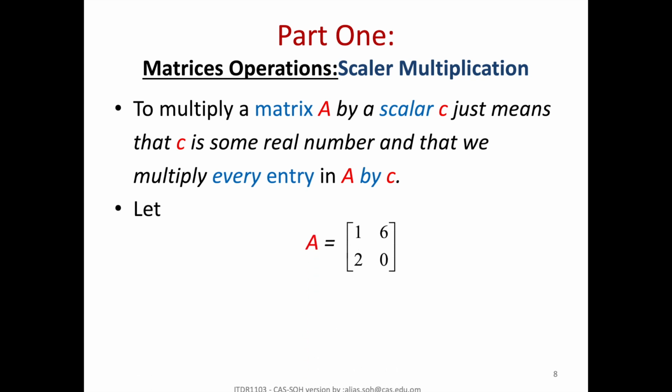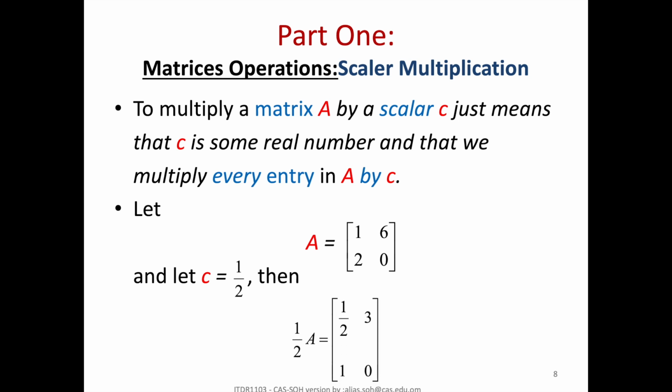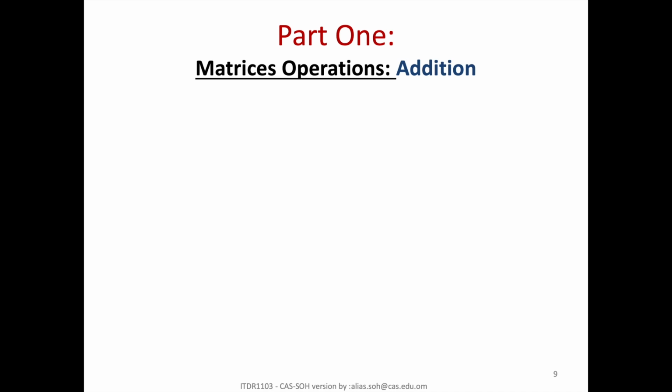For example, if we have this matrix, which is 1 6 2 0, and we have C as 1/2, then CA, or 1/2 A, equals: we just multiply C, the real number, by each entry in the matrix. Therefore, we get 1/2, 3, 1, and 0. Alright.